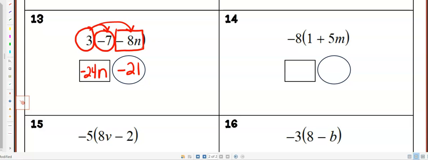On number 14, I have negative 8 on the outside. And then I'm going to go ahead and circle the positive 1. And then I'm going to box the positive 5m. Negative 8 times positive 1 gives us negative 8. Negative 8 times positive 5m, again m not being multiplied. We're just multiplying negative 8 times 5, so that gives us negative 40.